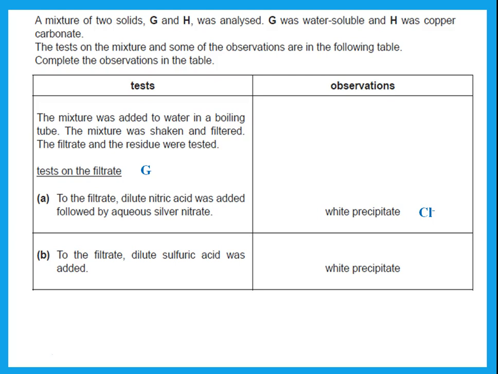Then to the filtrate, dilute sulfuric acid was added and I got a white precipitate. So I'm adding dilute sulfuric acid to G, and I got a white precipitate. What gives a white precipitate with something that has sulfate? Well, what was the test for sulfate? The test for sulfate was barium nitrate or barium chloride. If I put barium nitrate or barium chloride on sulfate, I get a white precipitate. So here I added sulfuric acid that has sulfate to something and I got a white precipitate. That means that something must be barium 2+.